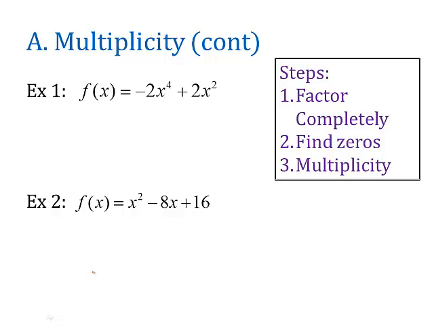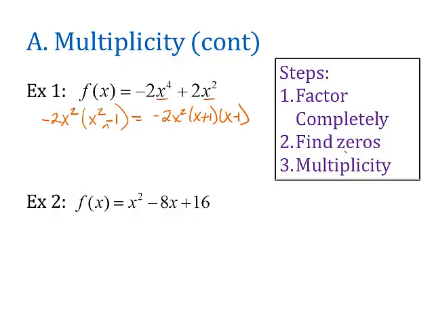All right, let's try this. I want to determine multiplicity. So the first thing I have to do is factor it completely as much as possible. If I factor it out, I notice that I have x squareds in both of these. I could take an x squared out of both terms. I can also take a 2 out. In fact, I want my leading term to be positive, so I'm going to take a negative 2 out of both of these. What's left here is x squared minus 1. Now, if I factor this completely, this is a difference of squares. So I have negative 2, x squared, times x plus 1, times x minus 1. Now it is completely factored.